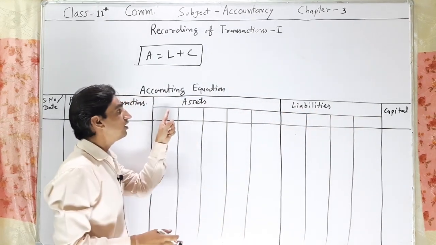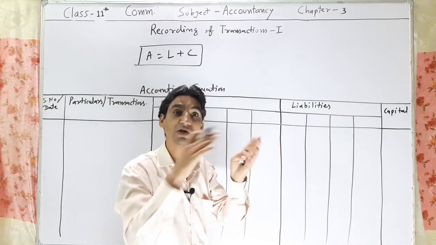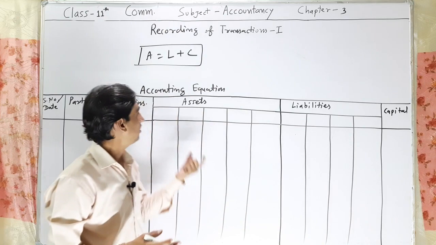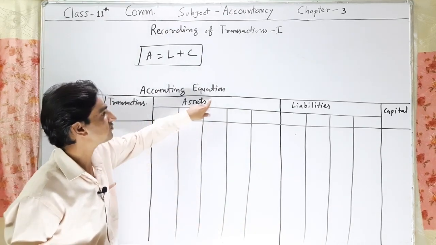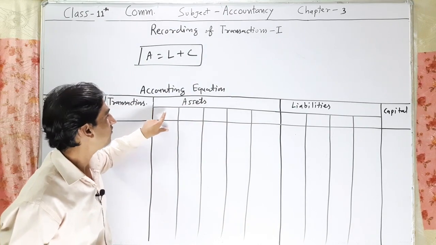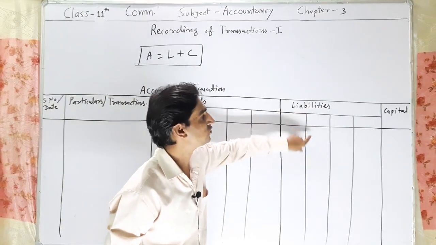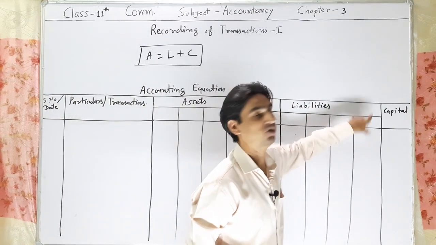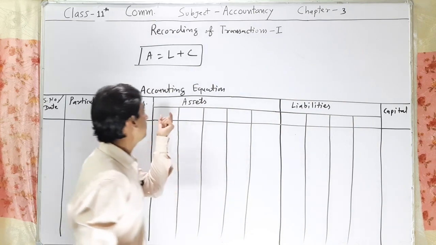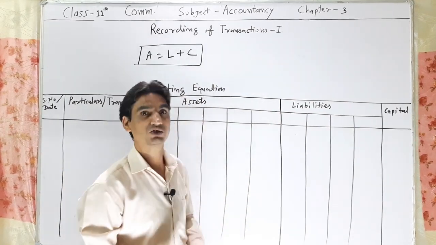After that, the assets and liabilities columns will be subdivided. Assets are further divided into 5 columns, and liabilities are further divided into 4 columns. We will write the particular asset names in these columns. So let's start.